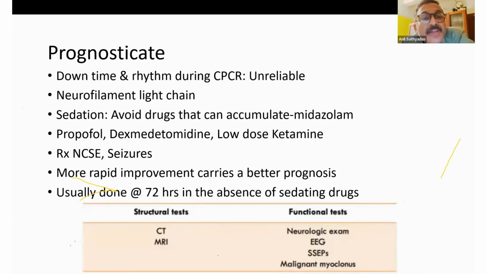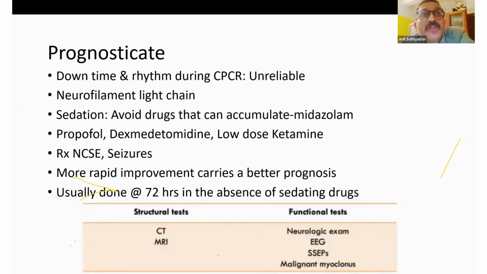Neurofilament light chain is one thing you do as a lab investigation that has evidence to be used as a prognosticating indicator. When you do post-cardiac arrest sedation, you always avoid drugs that accumulate, like midazolam, which has an active metabolite. Better options would be propofol and dexmedetomidine, which have a very short context-sensitive half-life. Low-dose ketamine can also be used. Always keep in mind that there might be a non-convulsive status, and apparent frank seizures should also be treated.